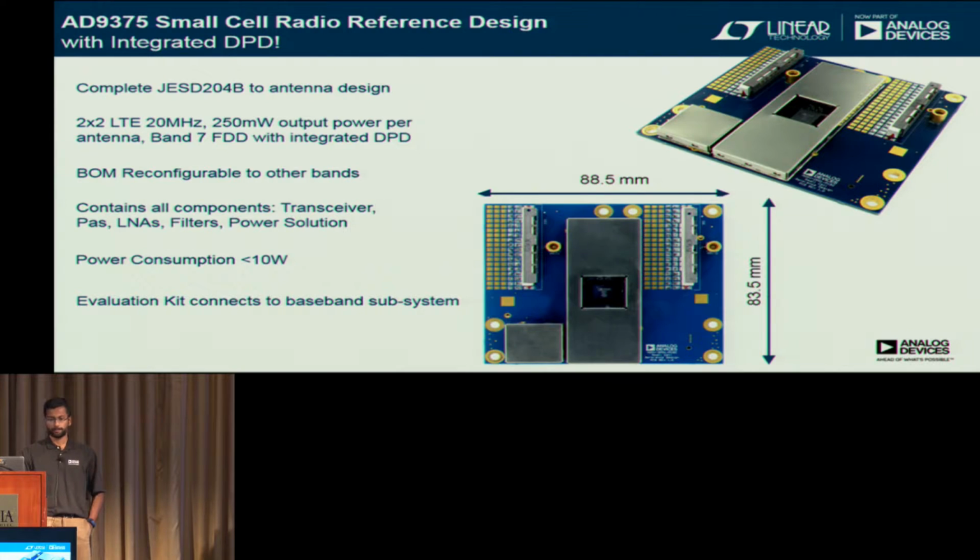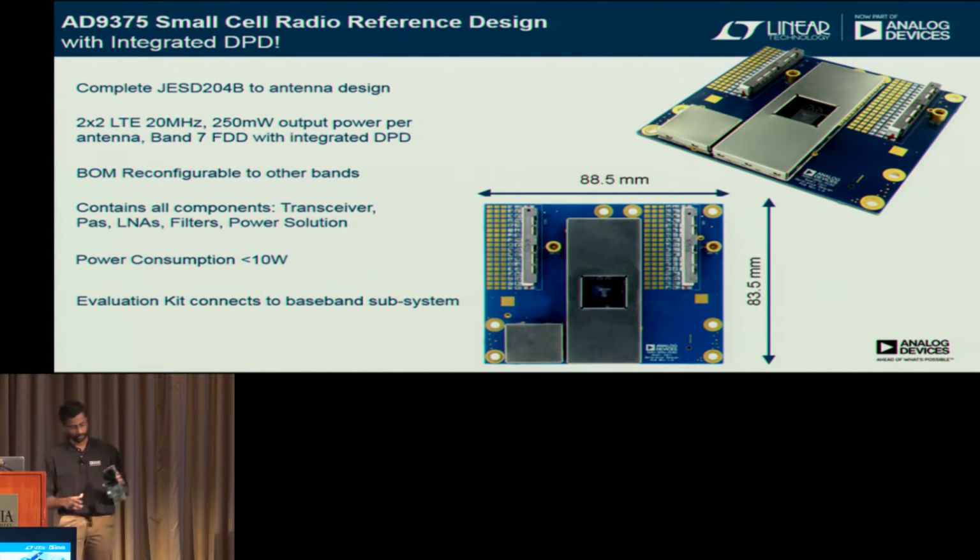So in an attempt to make sure that people get the right kind of tools, we came out with integrated DPD as part of the 89375. This was released a few months ago. But here's an example of a real small cell radio reference design. This is the kind of form factor that we're talking about. You're talking about something that is less than 10 centimeters square. And you want to be able to take this to market, and this is a real solution, right?